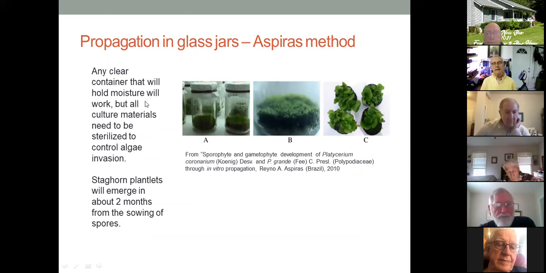So any clear container that will hold moisture will work. All the culture materials, again, need to be sterilized, and the staghorn plantlets emerge about 2 months from the sowing of the spores in the culture vessels.